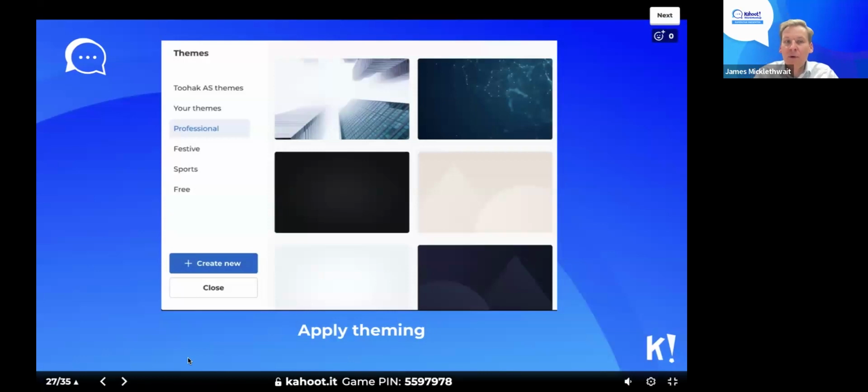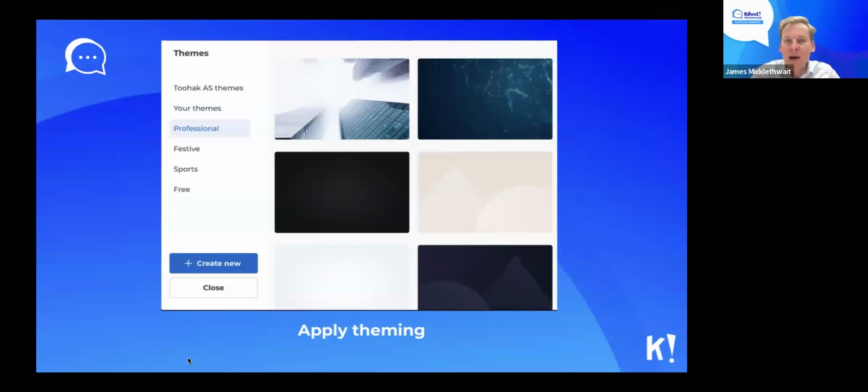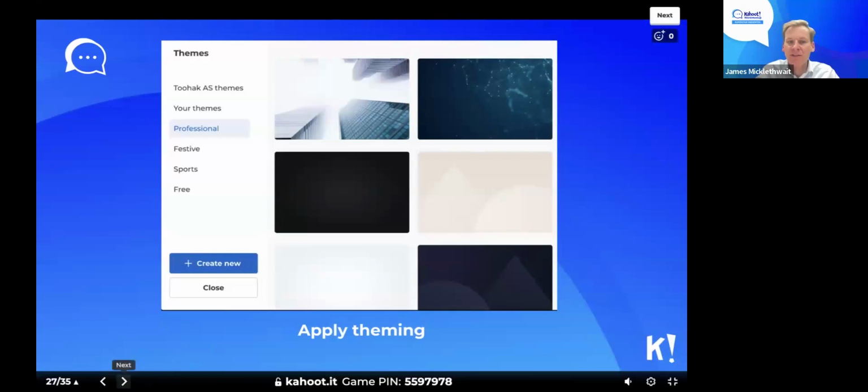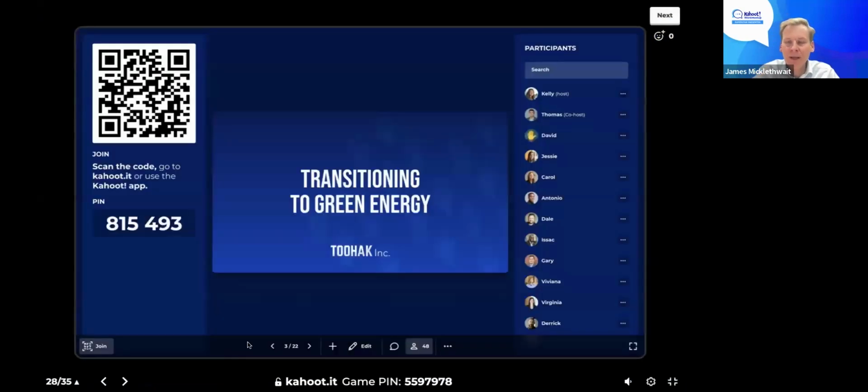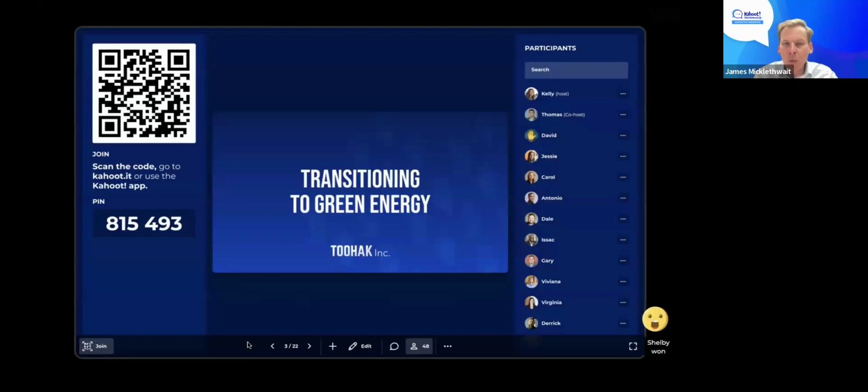Next, we'll ask you if you want to theme your presentation. There are a range of theming options for our plans, but it's super important to match the style of your interactivity with the slides that you've imported. So you'll apply the theming to your presentation as well.